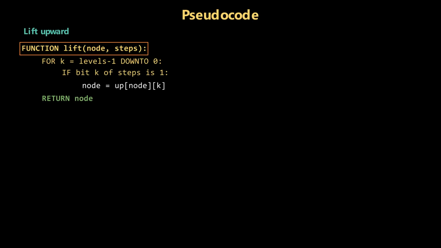Lift moves 1 node upward by a given number of edges. Walk k from the largest column index down to 0. When bit k of the step count is set, take that jump. Replace the node with the ancestor stored at up[node][k]. Return the final position after all set bits.